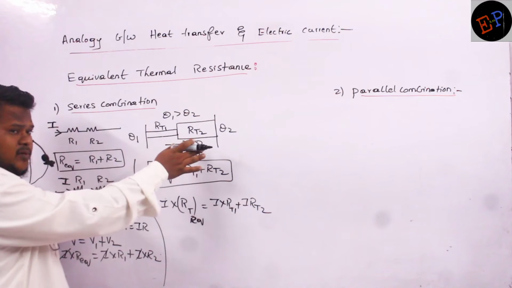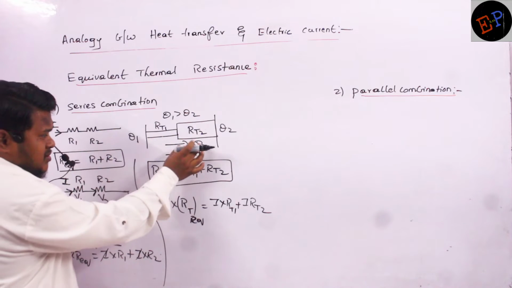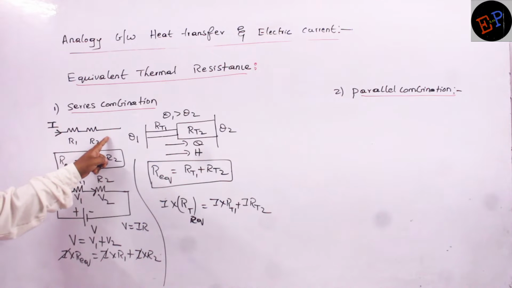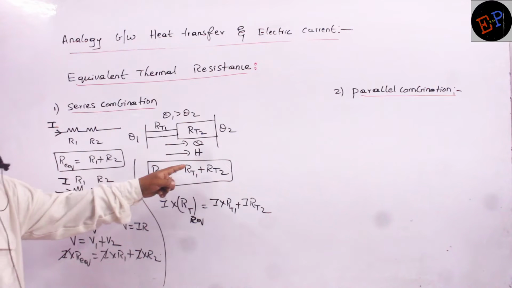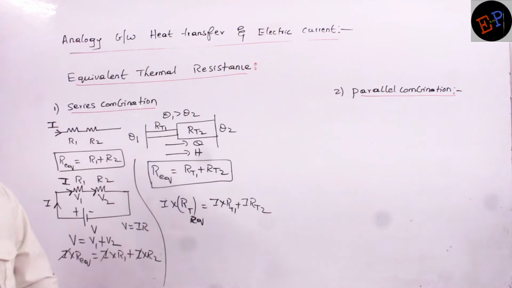Same heat current will flow, no? What is the amount of heat energy flowing in this conductor per second? The same amount of heat energy should be flowing in the second rod also. You take the analogy here. What is the current in the first resistor? The same current is flowing in the second resistor also. Same concept here also. What is the heat current flowing in this rod? Same heat current must be flowing in the second rod also.